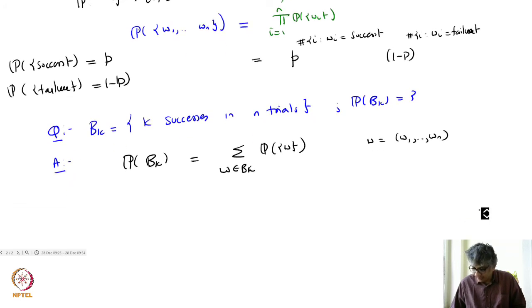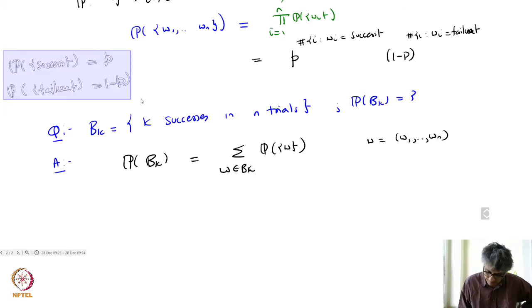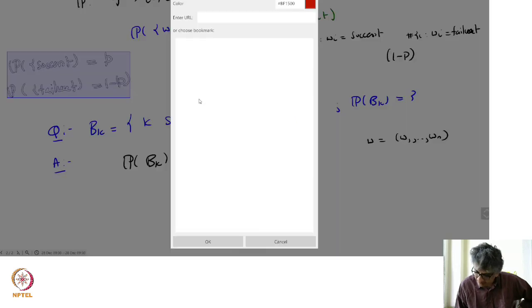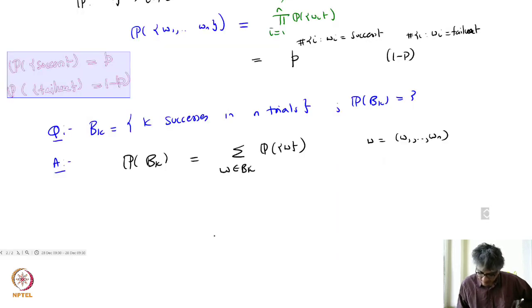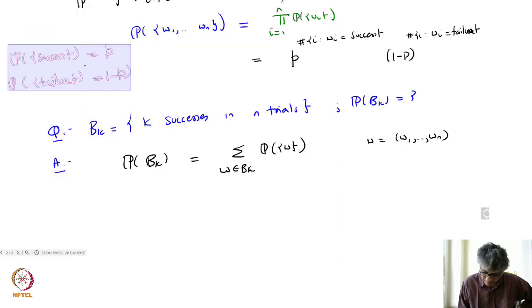You also know that the probability of omega is just given by this formula, right? This formula here. So let me make this red perhaps. Red, red. Good. Move up a little bit.